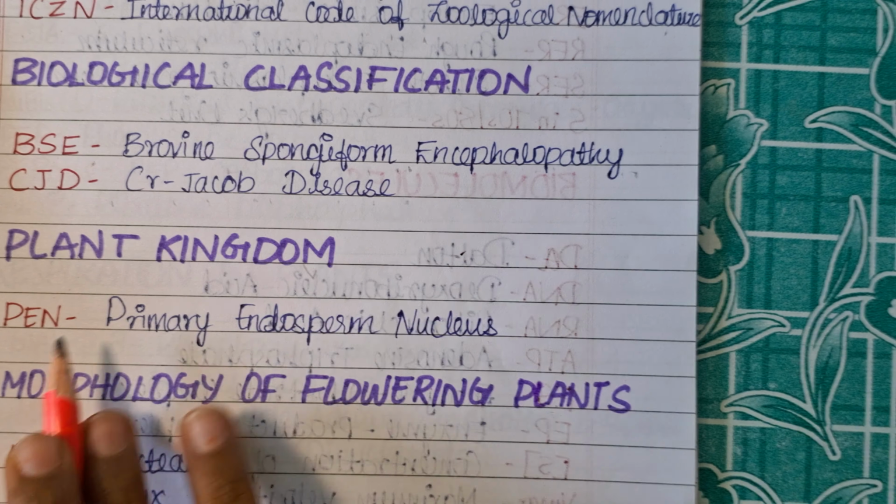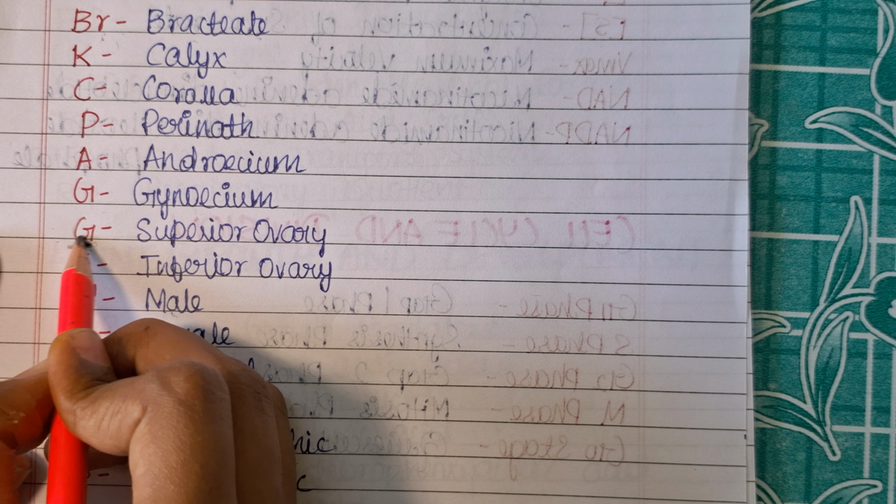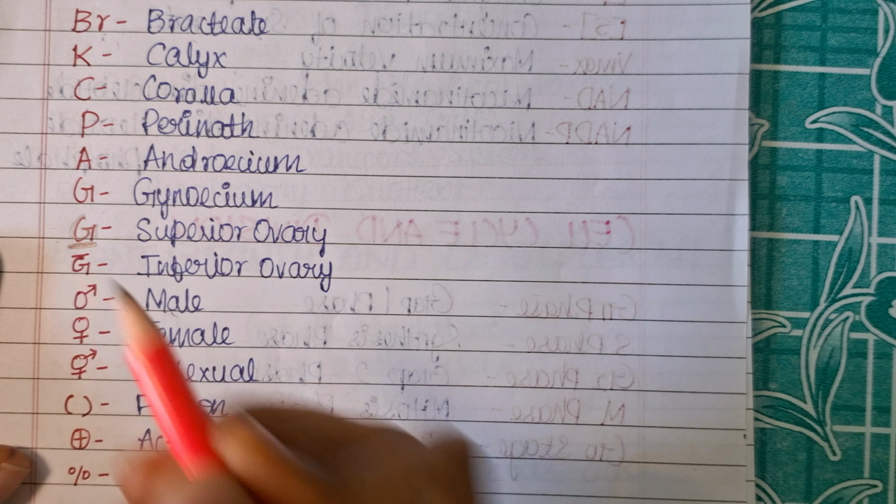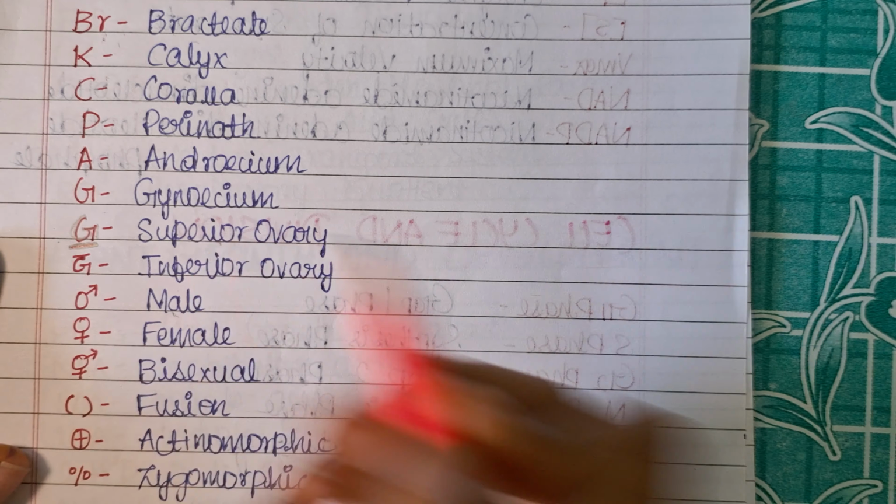Then we are coming to the morphology of flowering plants. This is more important than any other chapter, because whenever you are doing the floral diagram, this means a lot. You can't simply write G, whatever it is. Now Br for bracteate, K for calyx, C for corolla, P for perianth, A for androecium, G for gynoecium. If we underline, what does this mean? If G is above this line, what does that mean? The ovary is superior. The position of the ovary will be superior.